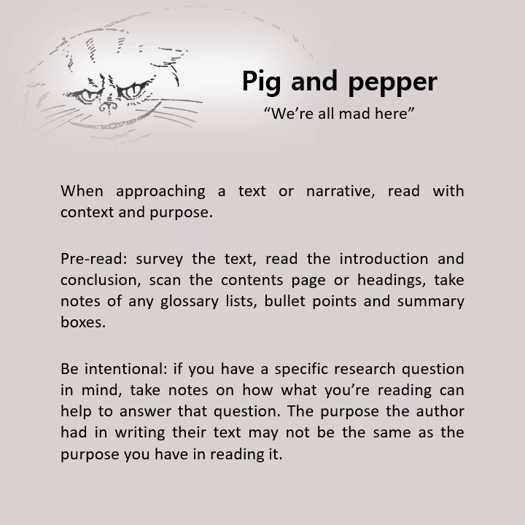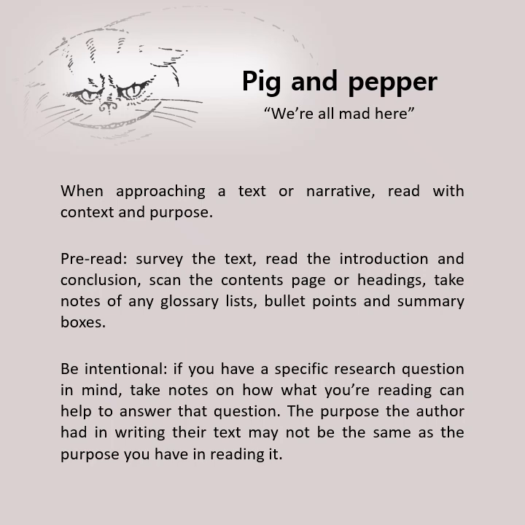Context is everything. Lesson number 6 is, when approaching a text or narrative, read with context and purpose. Let me explain. Here, context refers to the constituent parts of the text that surround the sentences you may read. Before reading a text for information, pre-read. By this I mean survey the text, read the introduction and conclusion before the main text, scan the contents page of longer texts, or headings for shorter texts.